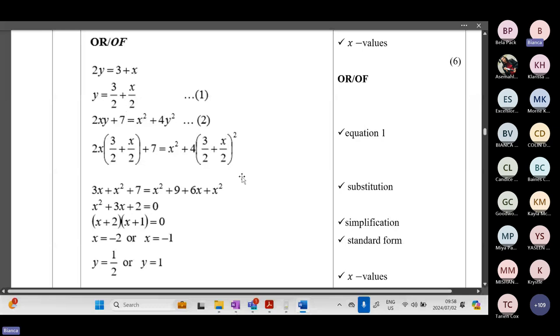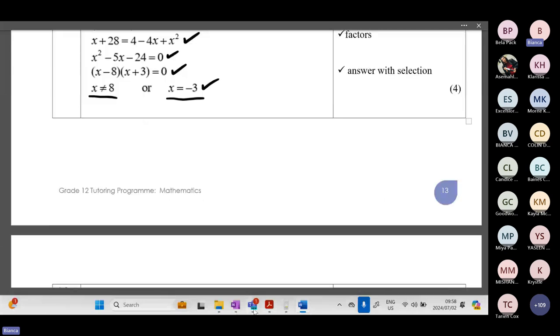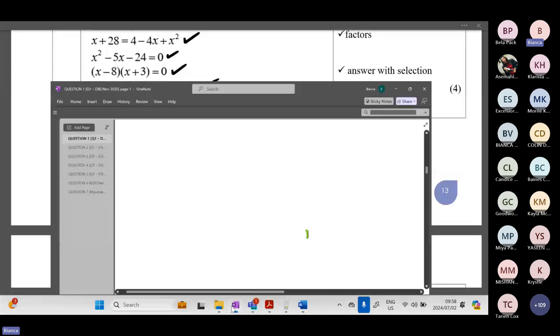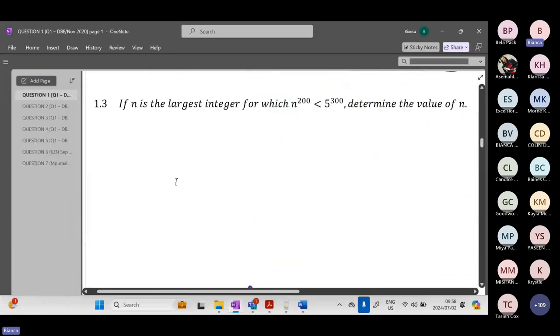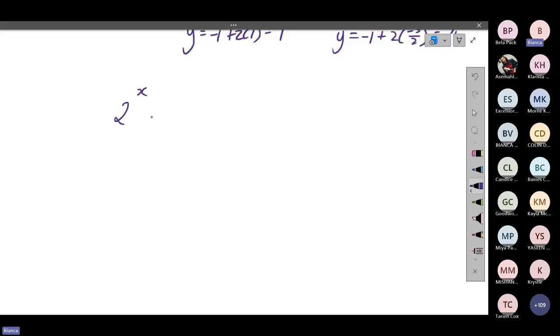Okay. Can I take 2 minutes of your time? I just want to talk to you about exponents, 2 seconds before I let you go. Okay. If I am multiplying, so let's say I say here 2 to the power of x times 2 to the power of 3x equals 8. Question is solve for x.